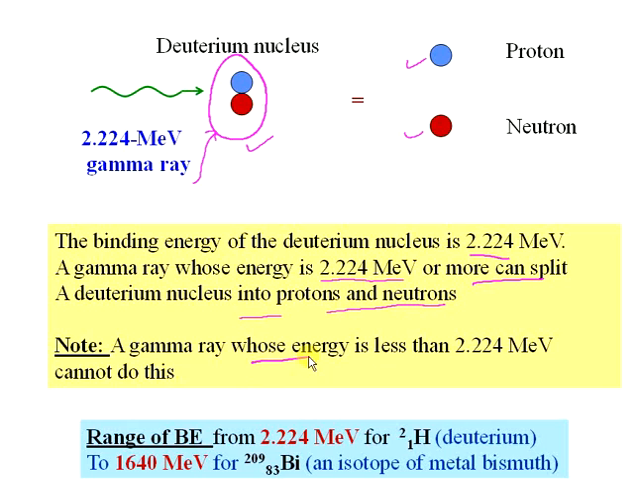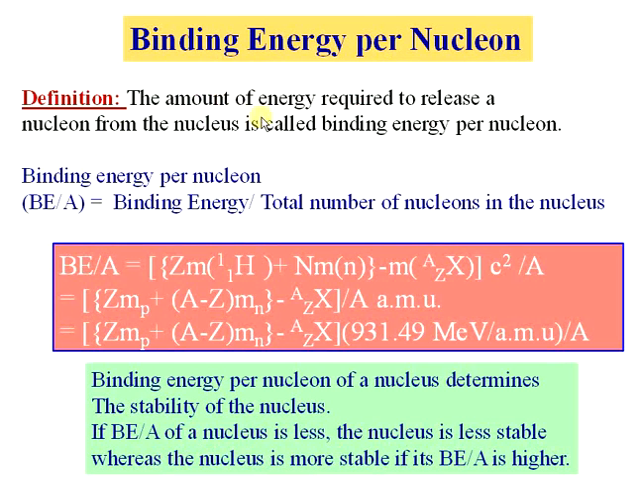A gamma ray whose energy is less than 2.224 MeV cannot do this. So in this way one can understand the idea of mass defect and binding energy. Binding energy per nucleon: the amount of energy required to release a nucleon from the nucleus is called the binding energy per nucleon.